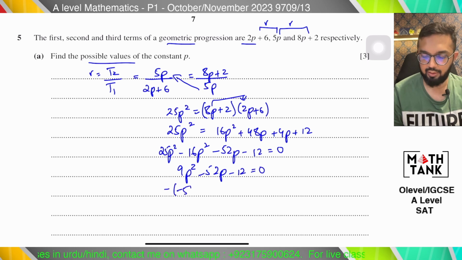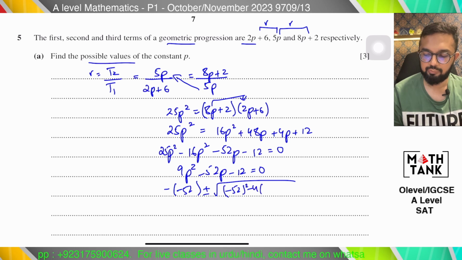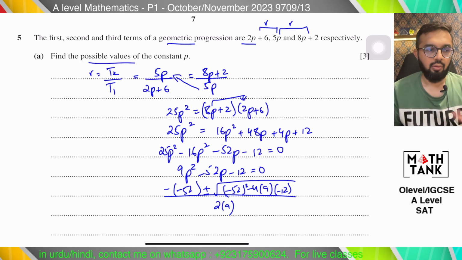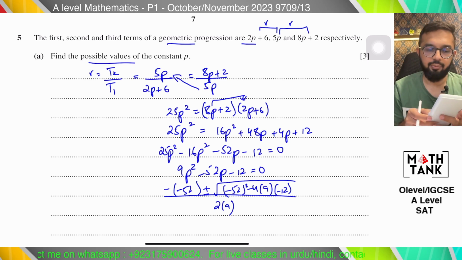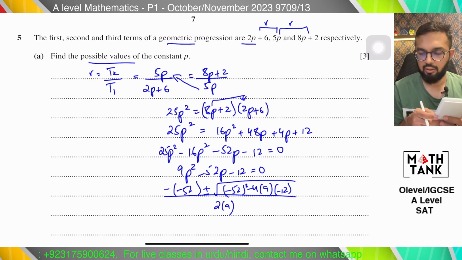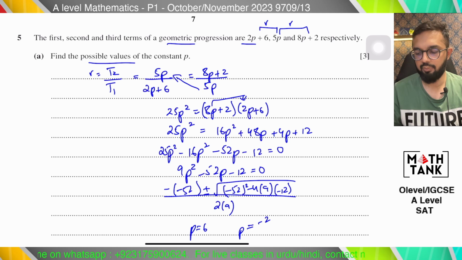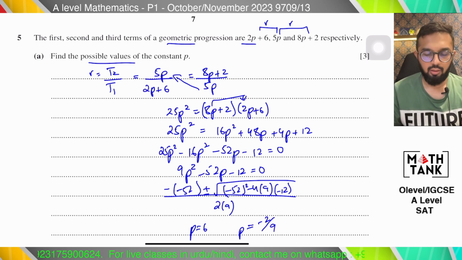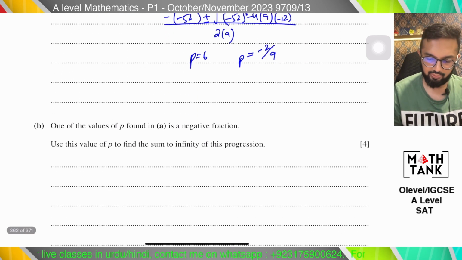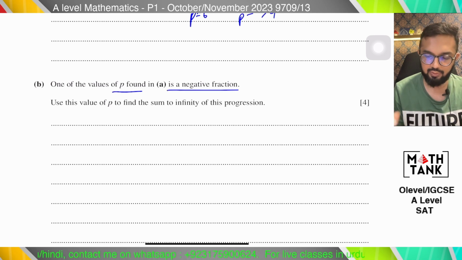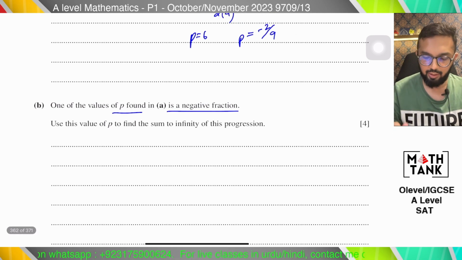I'm going to use my quadratic formula. Okay, putting that on my calculator again. 9, minus 52, minus 12. So p is 6 and p is minus 2 over 9. Okay, possible values. So those are the two possible values. One of the values of p found is a negative fraction. Yes, we know that. Use this value of p to find the sum to infinity of the progression.